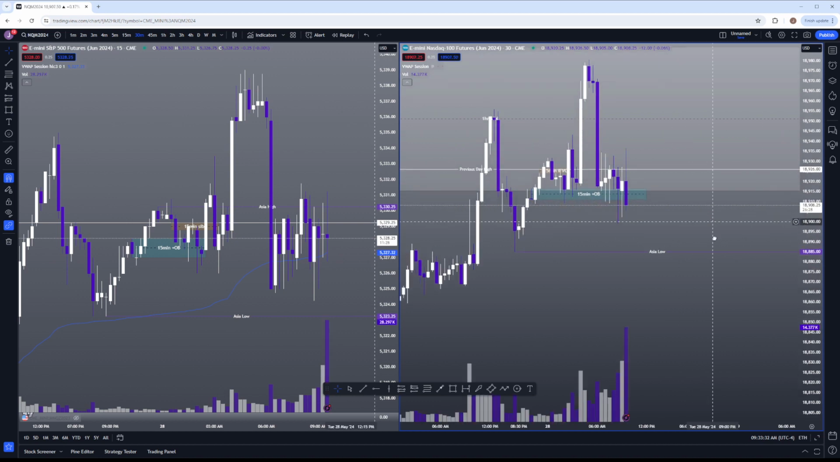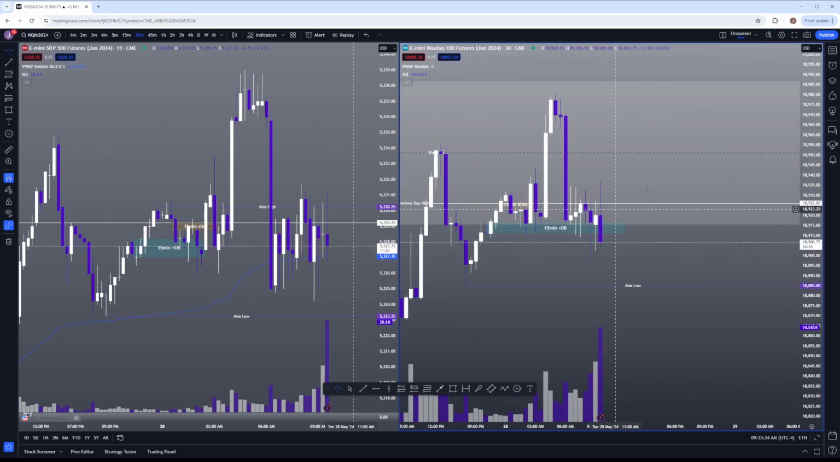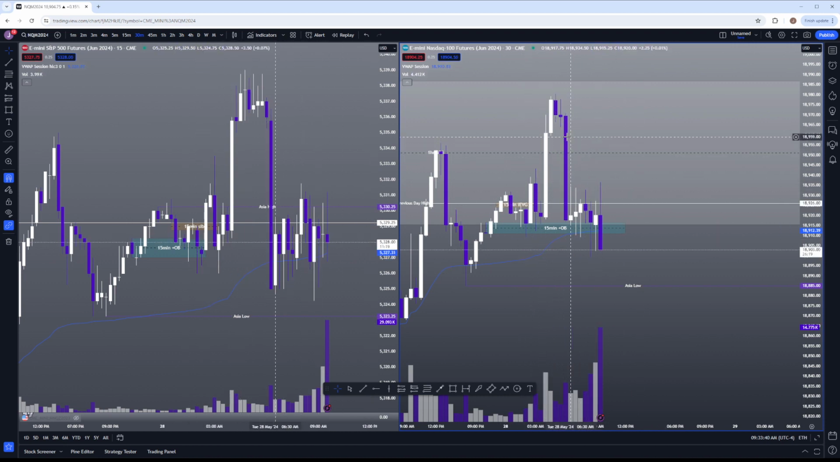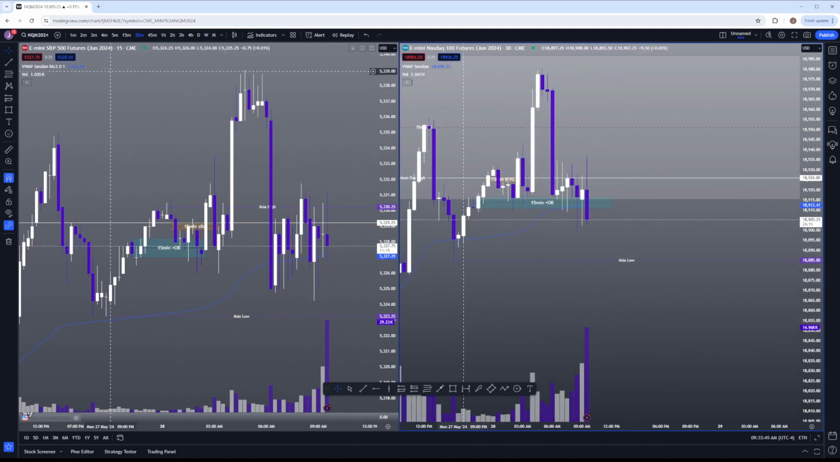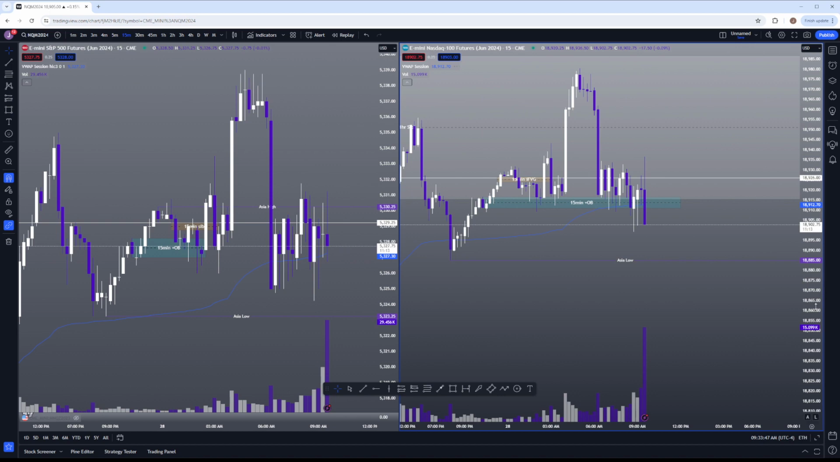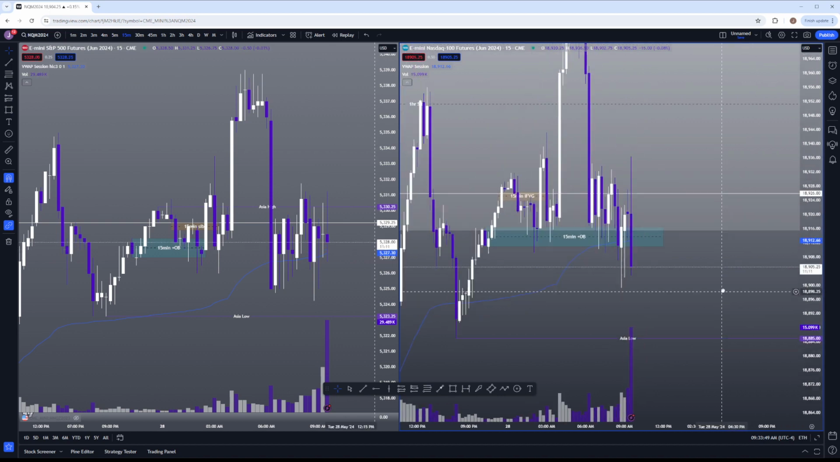Looking at the 30-minute, we can see we created this BPR up here on a lot of time frames, on the hourly, on the 30-minute. Right, balanced price range, two equal fair value gaps here. We trade up into it. We see that bounce right here at market open, dropping pretty aggressively.